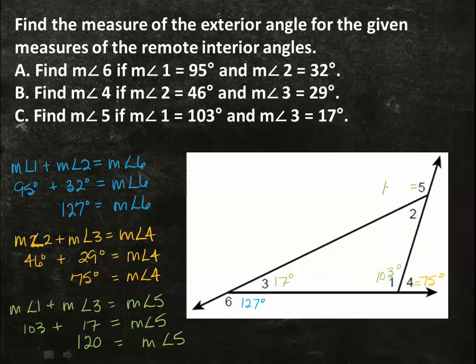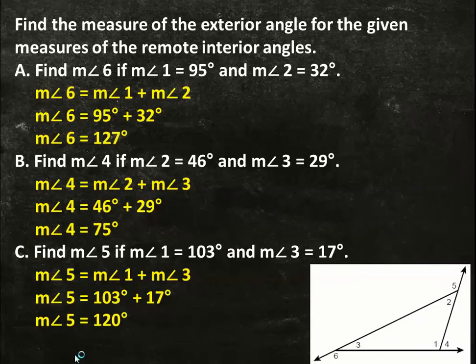And I can come up here and write that. There we go. That's all you've got to do to solve those problems. Just remember that your remote interior angles are far away from the exterior angle you're looking for. And there are the correct answers. Yay, Miss Poor did it.